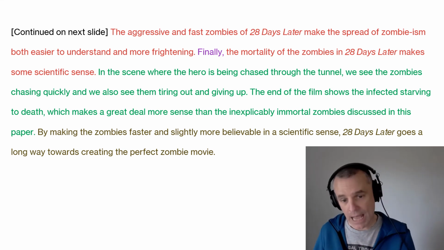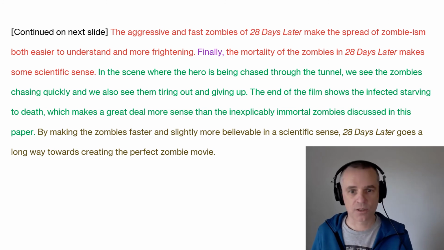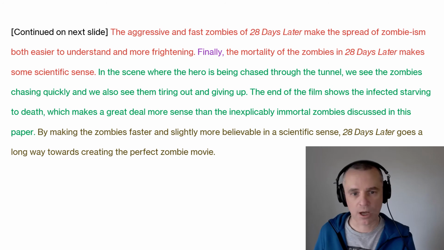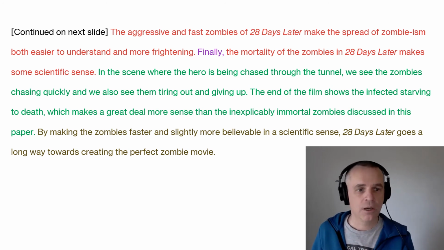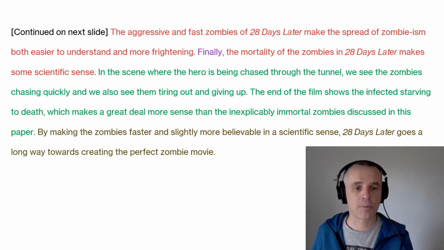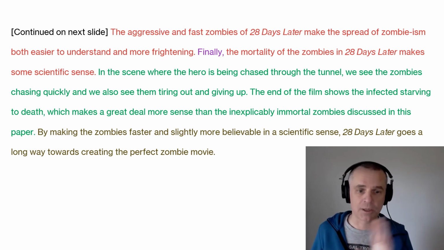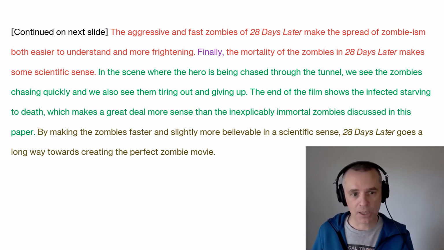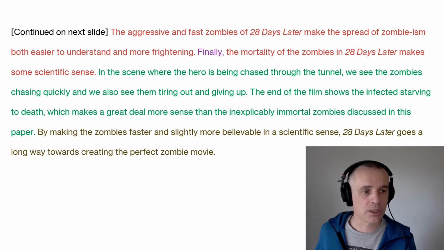And then I analyze the evidence. The end of the film shows the infected starving to death, which makes a great deal more sense than the inexplicably immortal zombies discussed in this paper. So that's evidence analysis. All right, so I've done my concept development. I've given two pieces of evidence in this body paragraph. I've analyzed my evidence. I've done some little transition words. I had a good topic sentence. And now I wrap it all up in that kind of brownish colored conclusion sentence.